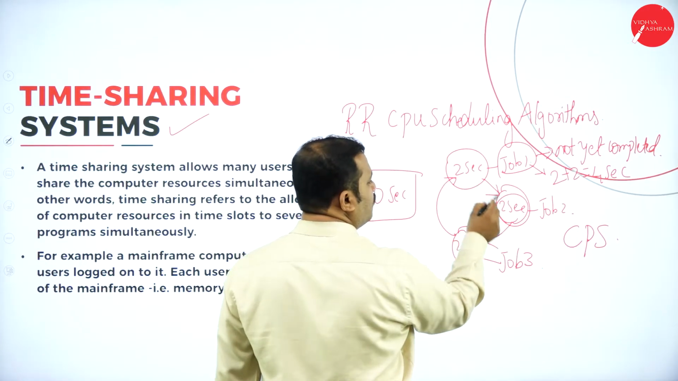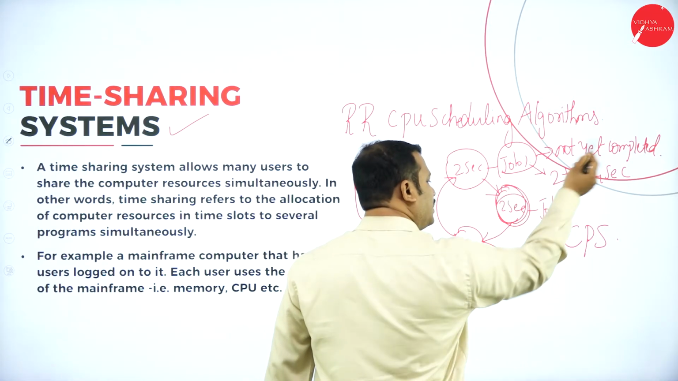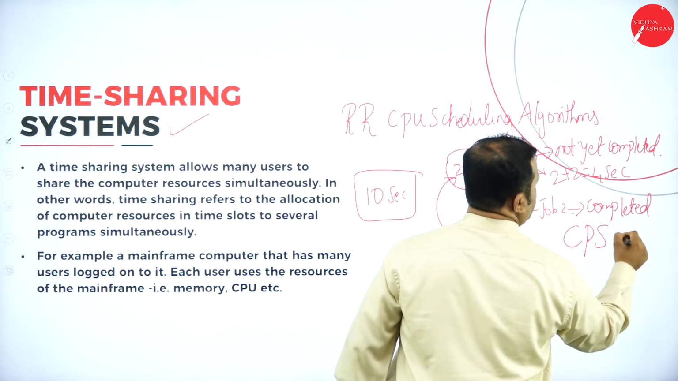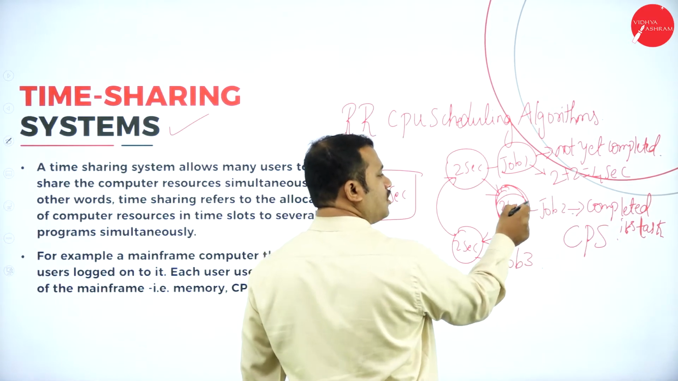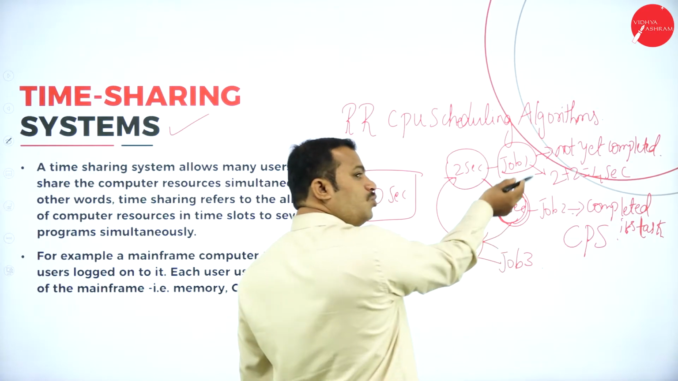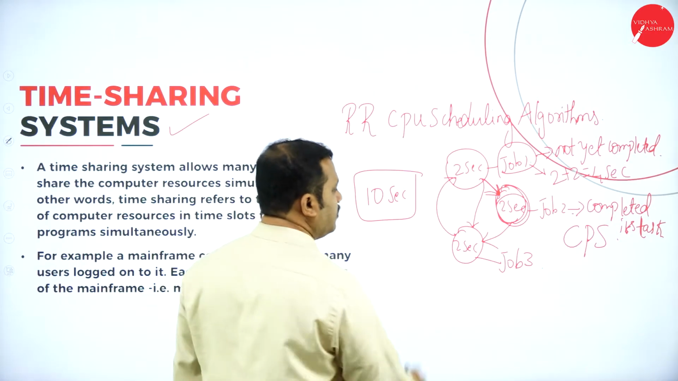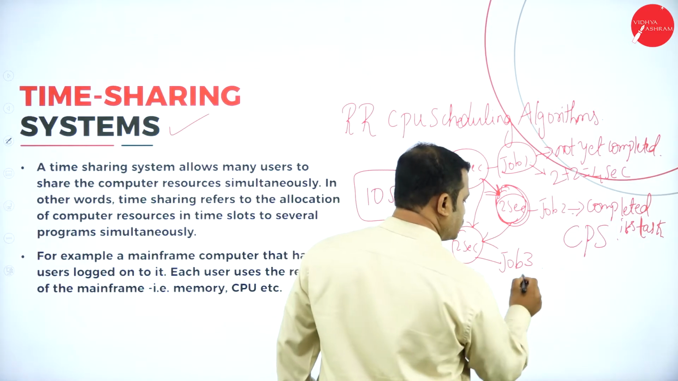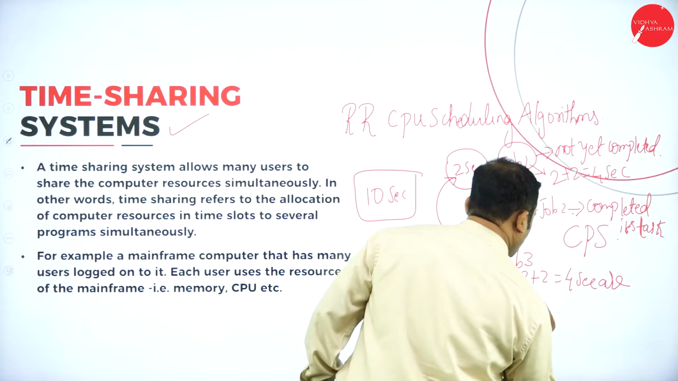Again, 2, 4, 6, 8, one more job, that is job 2, which has already completed its task. Suppose job 2 is already completed in the first round, then there is no need to go and execute job 2 once again. It directly switches over to job 3, which requires 2 more seconds. That is, a total of 10 seconds are needed. So job 3 is allocated 2 more seconds, so 2 plus 2 is equal to 4 seconds are dedicated to job 3.